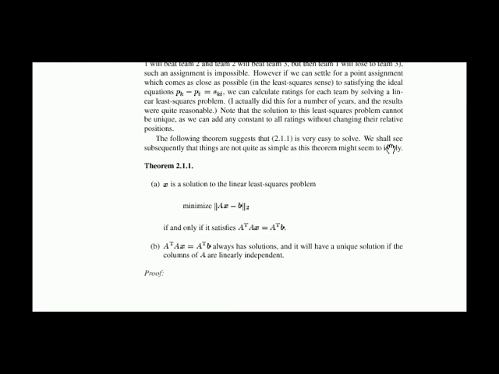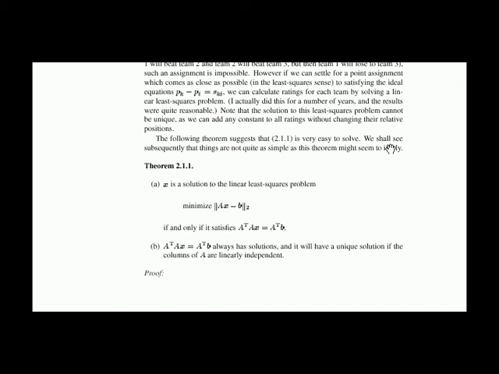If you have AX that you would like to be equal to B, all you need to do is multiply both sides by A transpose, and A transpose A then will be a square matrix. A transpose AX equals A transpose B will always have at least one solution, maybe many, and if the columns of A are linearly independent, then A transpose AX equals A transpose B will have a unique solution.